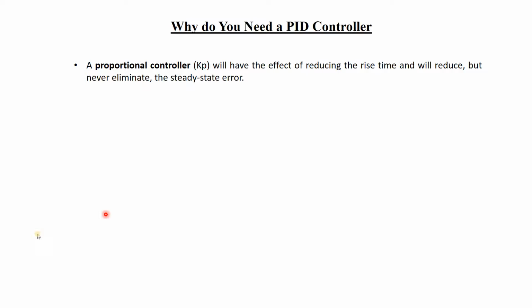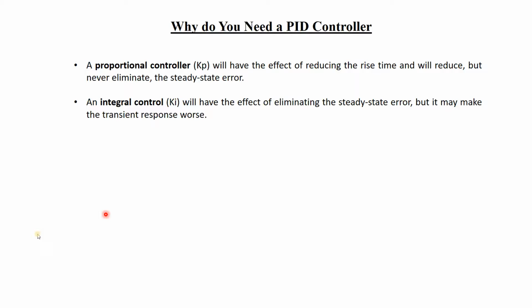Now why do we need a PID controller? If you take only a P controller, a proportional controller, we have seen that it will have the effect of reducing the rise time and will reduce but never eliminate the steady state error. So proportional control will reduce the rise time, but it will not eliminate the steady state error.